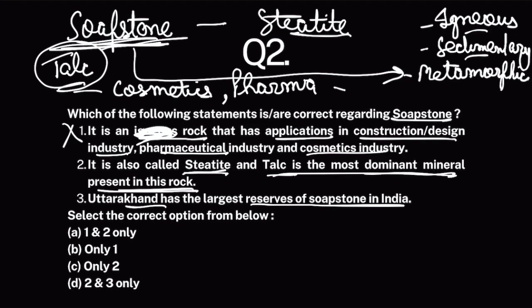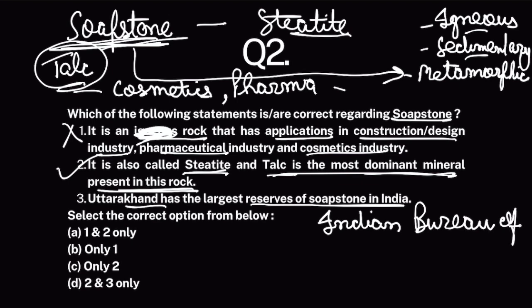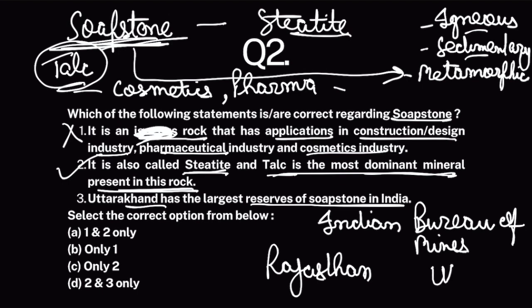Now, as per the Indian Bureau of Mines, Rajasthan has the largest reserves of soapstone in India. The second largest reserves are in Uttarakhand.